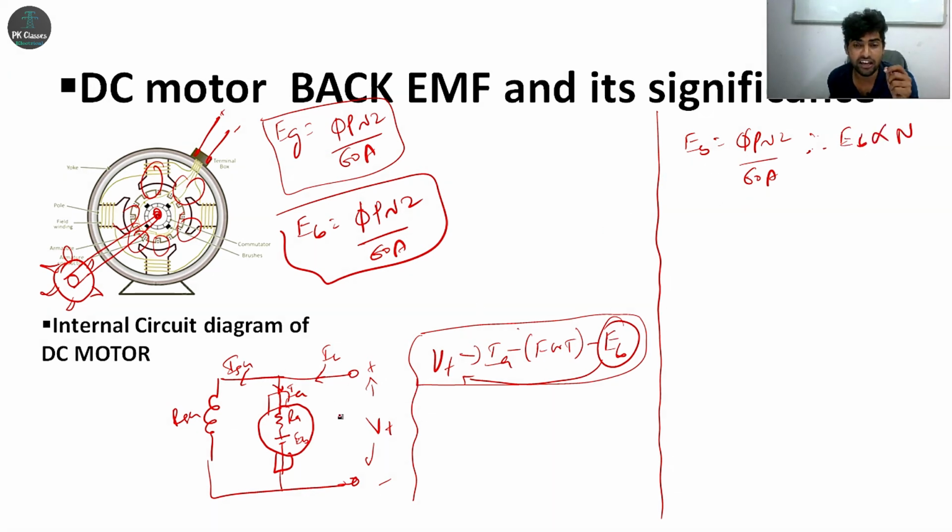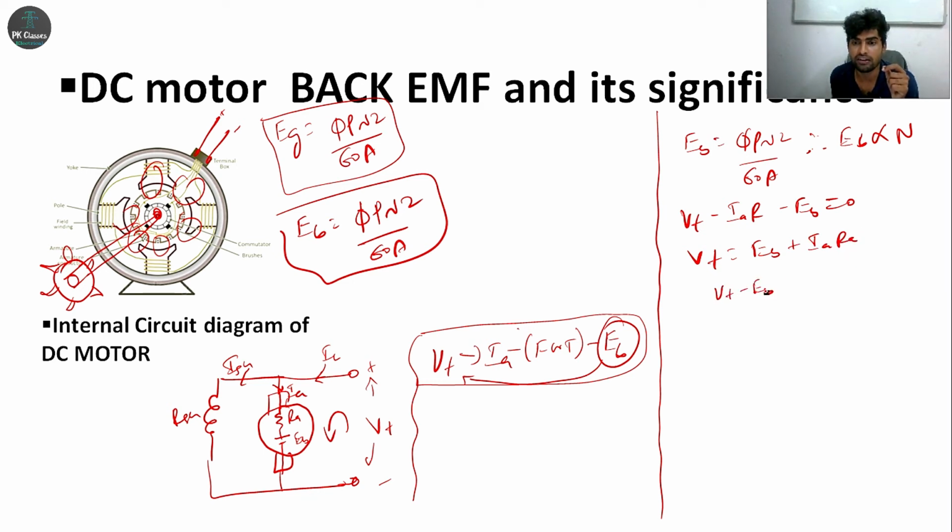I'll apply KVL to this loop. VT minus IA RA minus EB is equal to 0. So VT is equal to EB plus IA RA. So VT minus EB, the net voltage, is equal to IA into RA. We'll see the significance one by one.